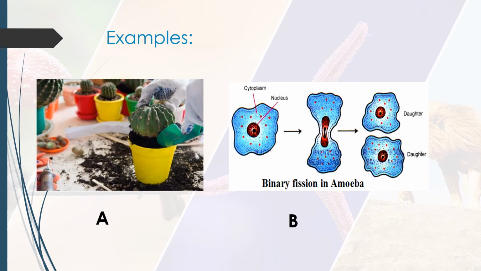So this is the cactus plant and it uses vegetative reproduction. And for letter B, we have the amoeba. So we have here the cytoplasm and nucleus of the amoeba, and then it will be split into two daughter cells, and then there you go. They have two amoebas as the result of dividing. So they have two daughter cells.